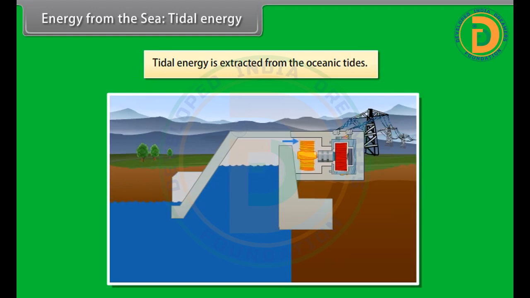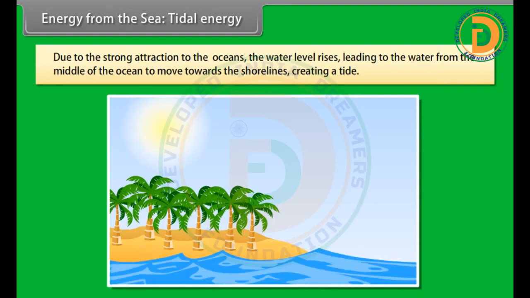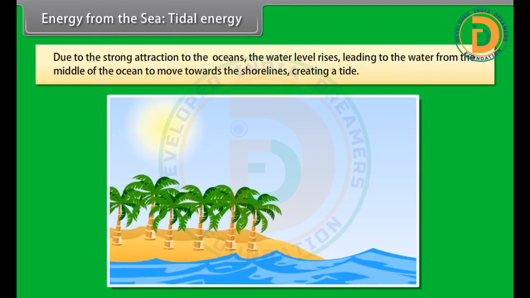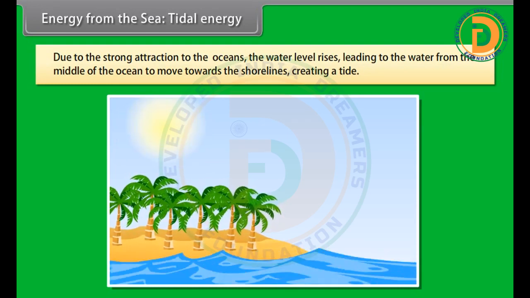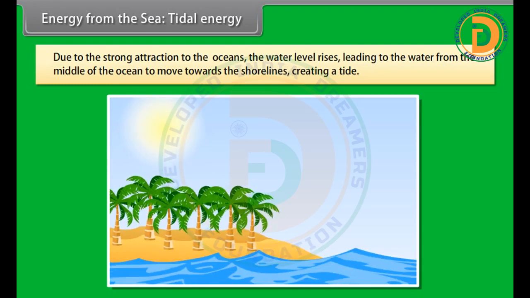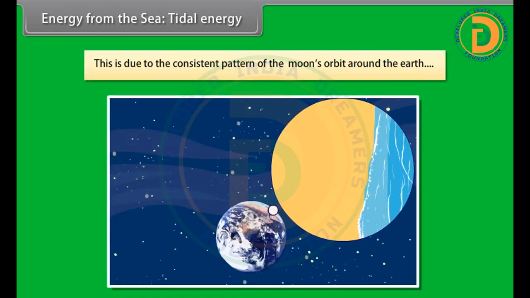This force creates motions or currents in the oceans. Due to the strong attraction to the oceans, the water level rises. This leads to the water from the middle of the ocean to move towards the shorelines, creating a tide. This is an unfailing occurrence due to the consistent pattern of the moon's orbit around the Earth.